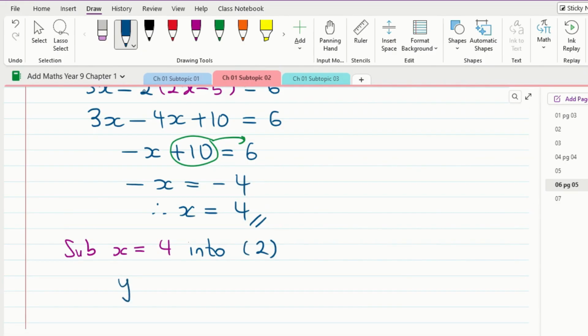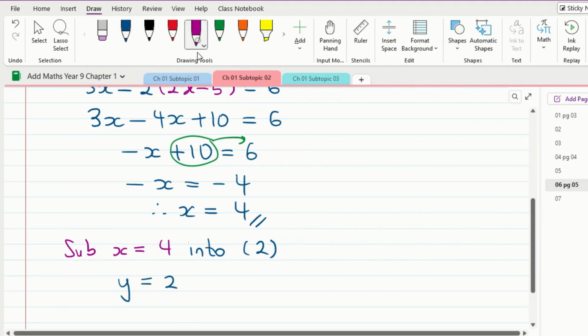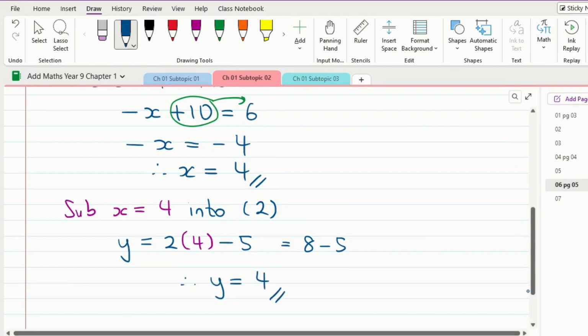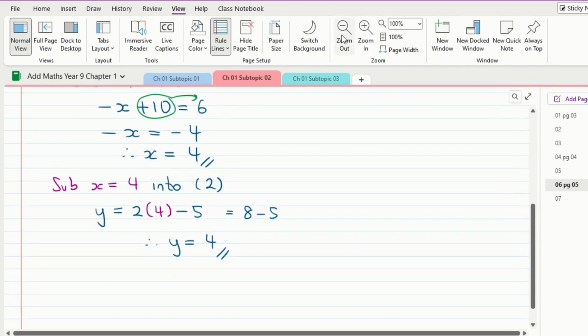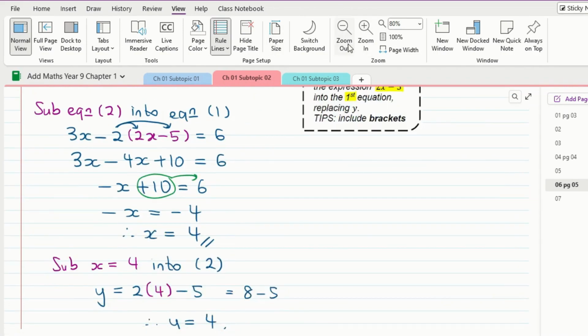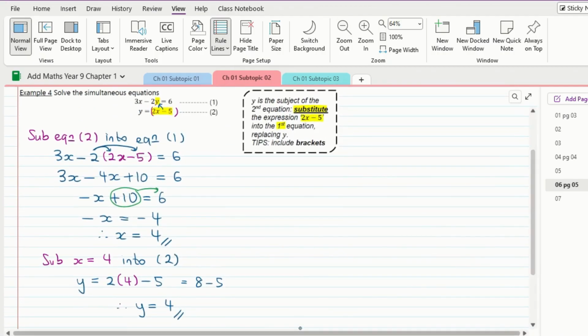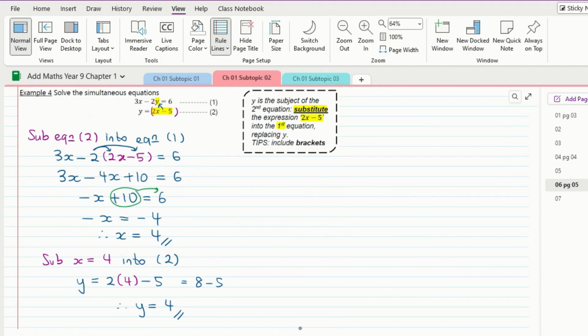So you will have y equals 2 times x, which is 2 times 4, minus 5. So this is 8 minus 5. Therefore, y equals 4. So this is how the substitution method looks overall in this example. Right? Let's have a look first, and I'll give you a few seconds to have a look before I move on to the next example.